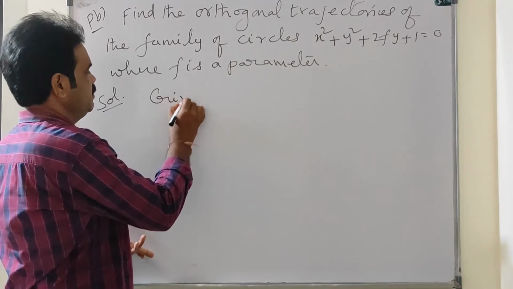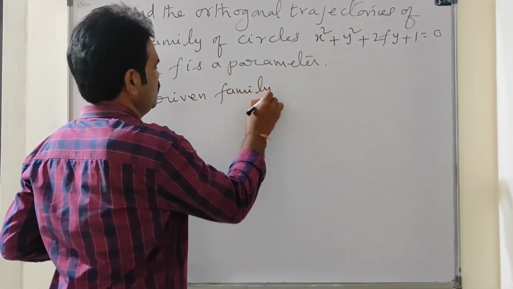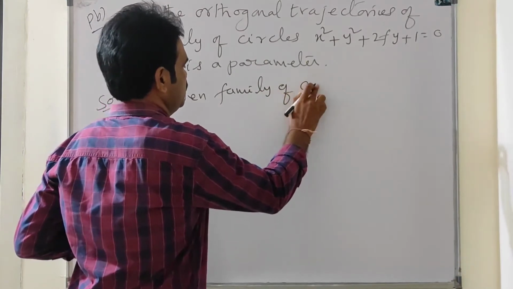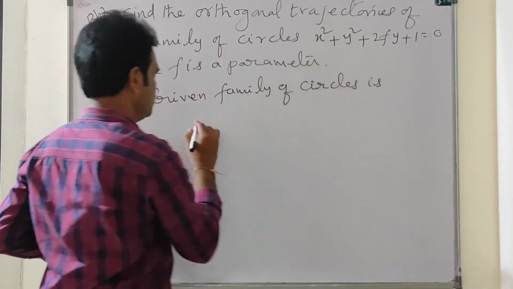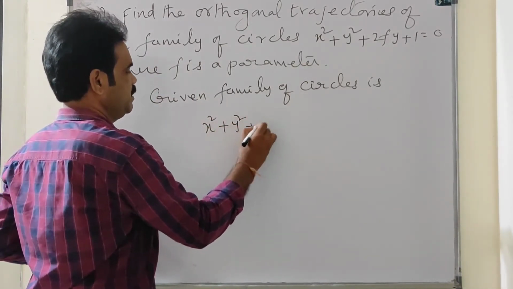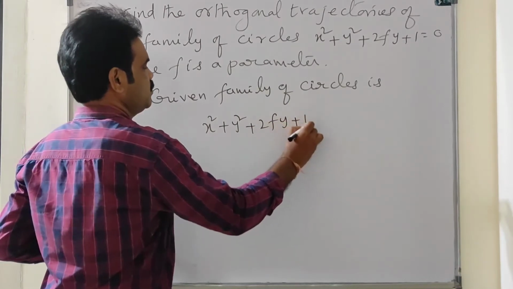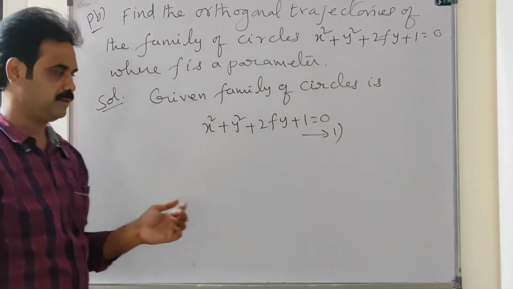The equation of the given family of circles is x square plus y square plus 2fy plus 1 equal to 0. That will be equation 1. Here f is a parameter.